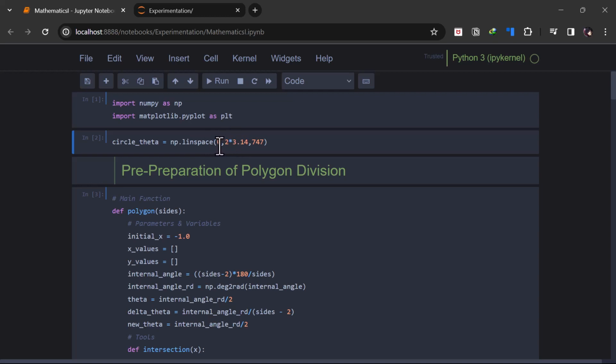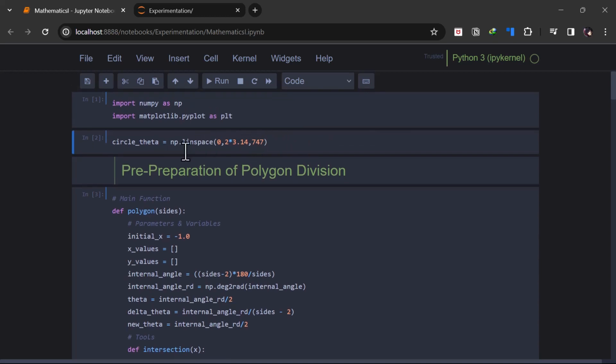So the circle covers an angle of 2 pi radians. So I wanted the values from 0 to 2 pi, 2 times 3.14, and because I wanted to draw a very smooth circle, that's why I have chosen this many values. If I reduce the number of values, then obviously a hazy circle would be drawn, and because I have chosen this many values, for all of these values the sine theta and cos theta are calculated. So we'll use the sine theta cos theta definition for drawing the circle.